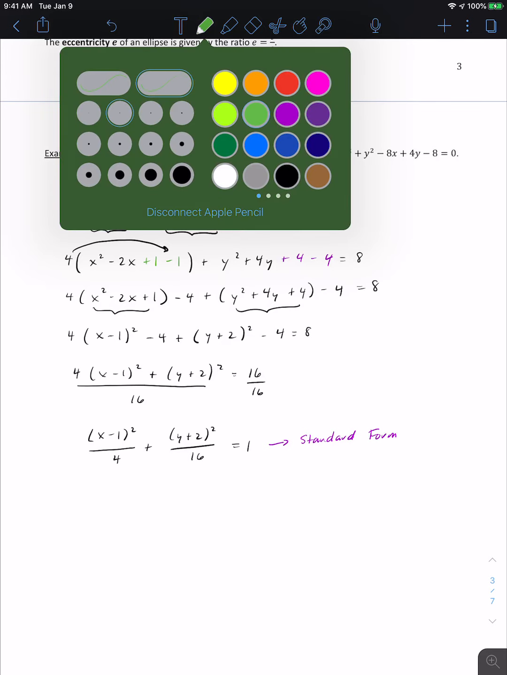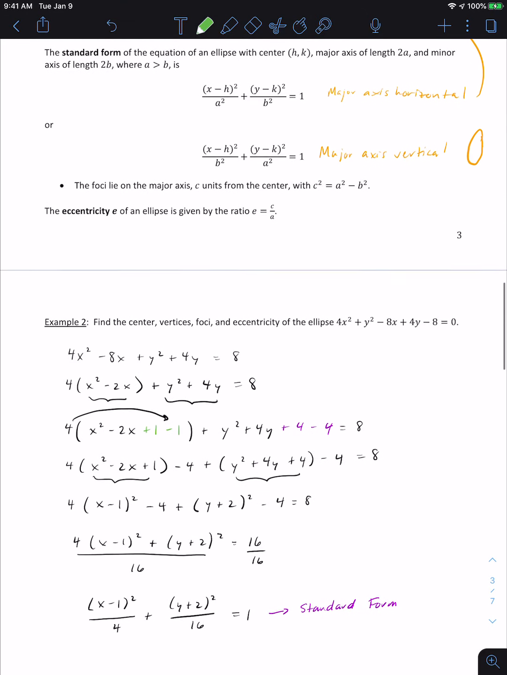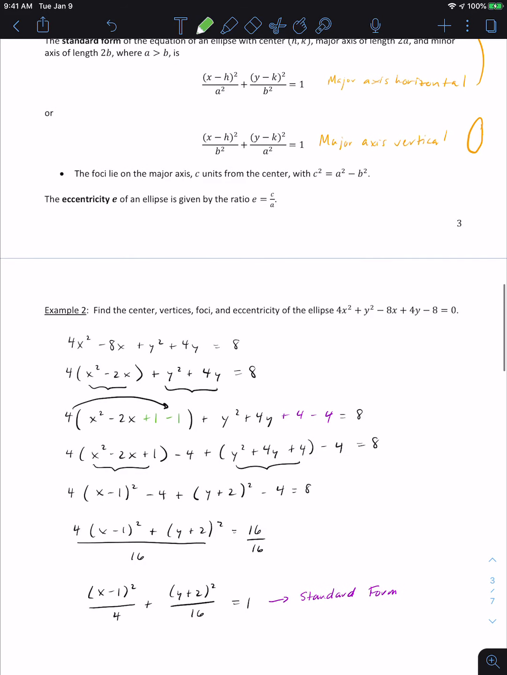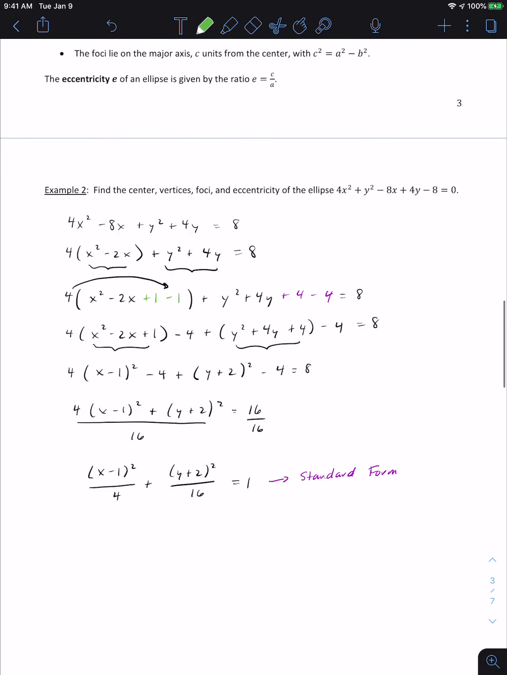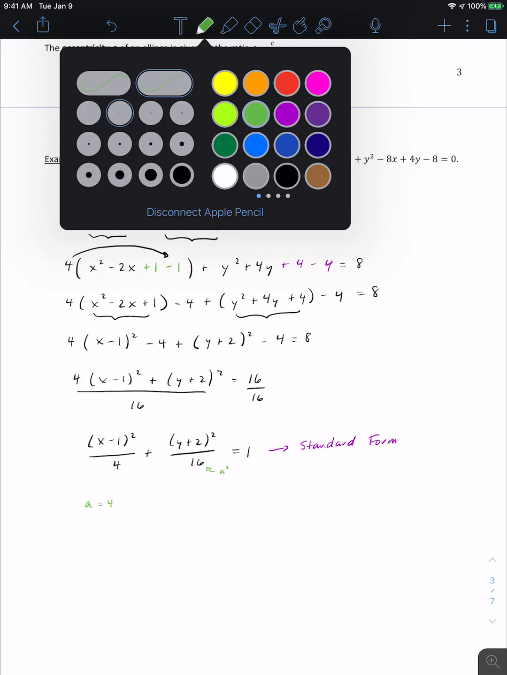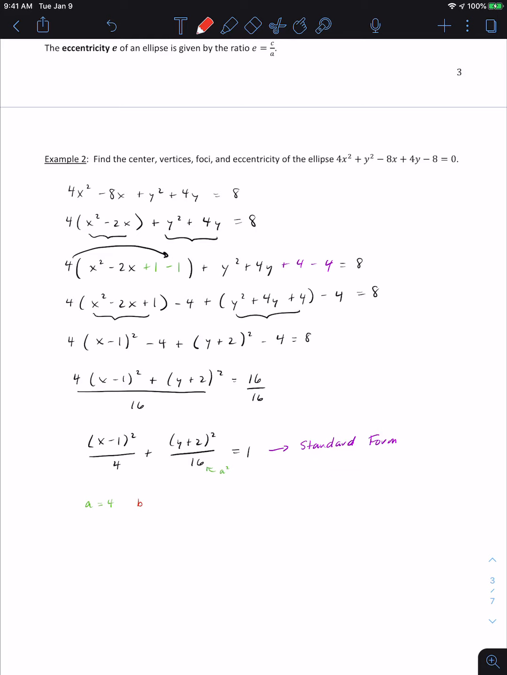Okay, so now we've got to talk about what everybody is, right? The hardest thing to figure out in this case, to me, is to think about what A and B are. So A is going to be whatever squared makes the biggest denominator, right? So since 4 squared makes 16, that means A has to be equal to 4, right? And then whatever squared makes the smallest denominator is B. So in this case, B is 2 because 2 squared is 4.